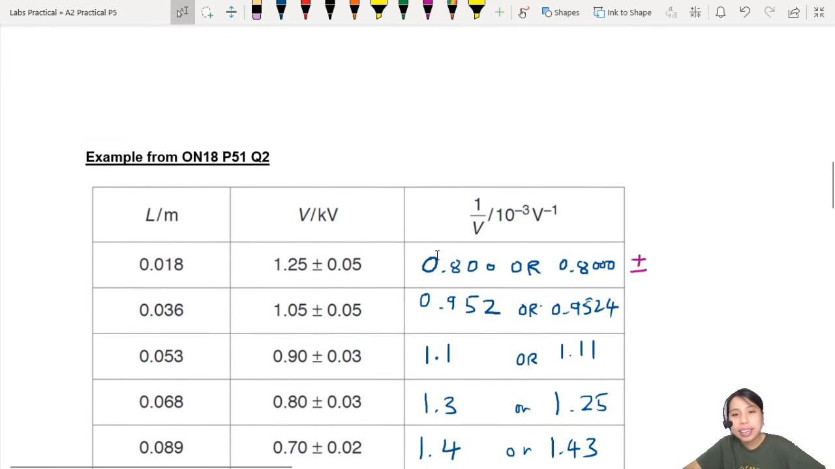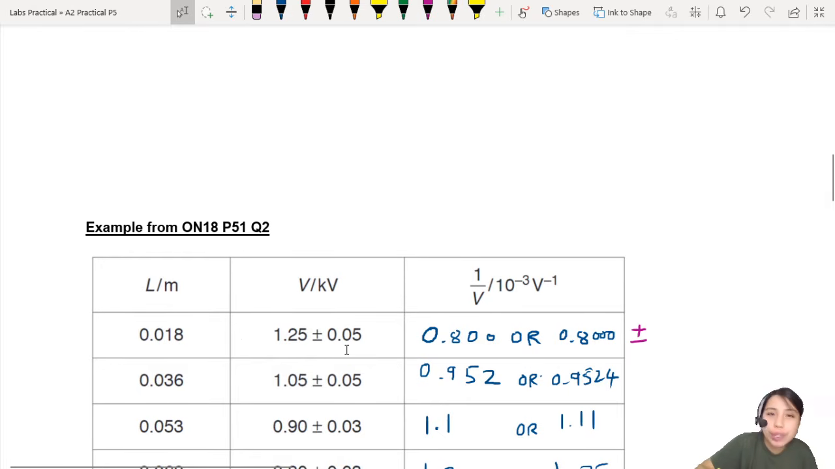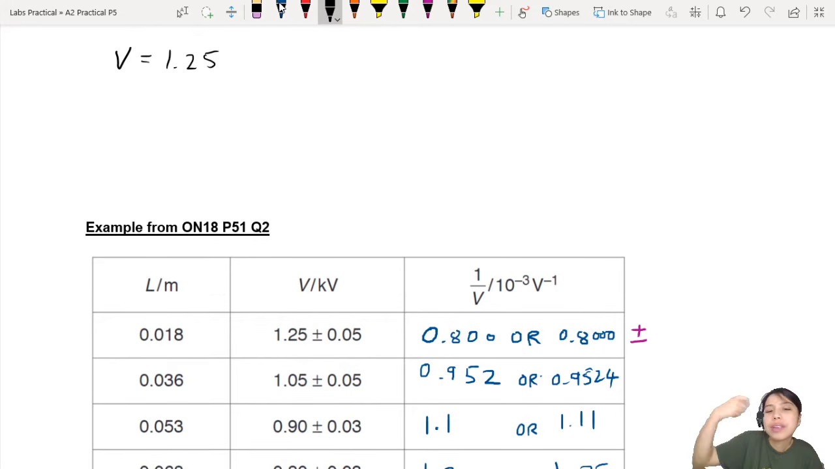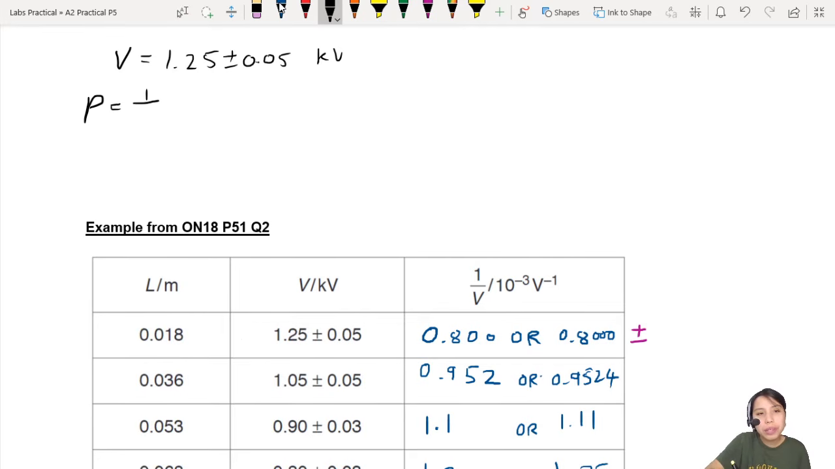This is like an AS question. Let me rephrase it for you. Have you seen this question before in AS? V is 1.25 plus minus 0.05 kilovolt. And then they say some calculated value, I don't know what to call it. P is calculated with the equation 1 over V. Find the uncertainty in P.